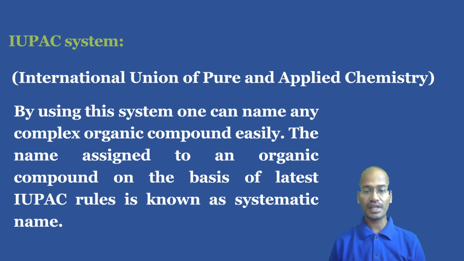The name that was assigned to any organic compound based upon the latest IUPAC rules is also called a systematic name. Earlier, by using the trivial system of nomenclature, the name that was generated is called a trivial name, whereas the name generated by using the IUPAC system is called a systematic name. So let us jump into the basics of the IUPAC system of nomenclature for generating a systematic name.